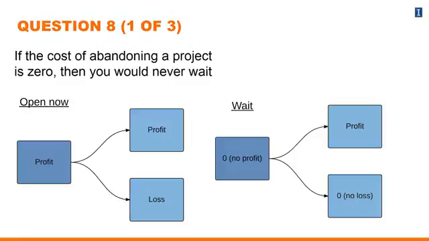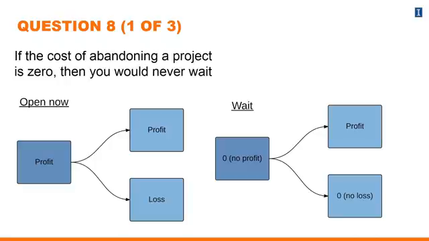Question 8 is a question about the option to abandon a project, okay? So it's a conceptual question to make sure that you understand what it means, what the benefit is of being able to abandon a project. One thing is that if the cost of abandoning a project is 0, then you would never wait, okay? Why? Let's think about it now. The benefit of waiting, as we discussed in the lecture notes, is that you can avoid the loss. So if the project becomes unprofitable, in our case the gold price goes down, then opening the mine is going to create a loss. If you wait until next year, you can avoid that loss, right?